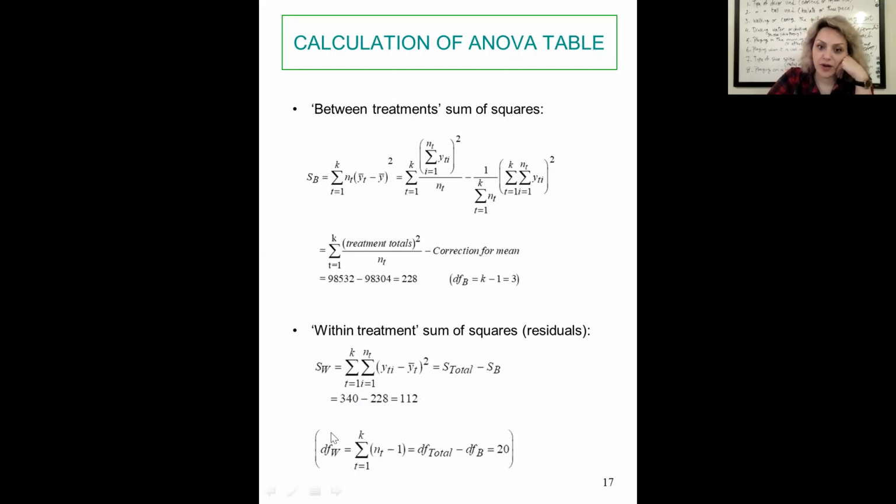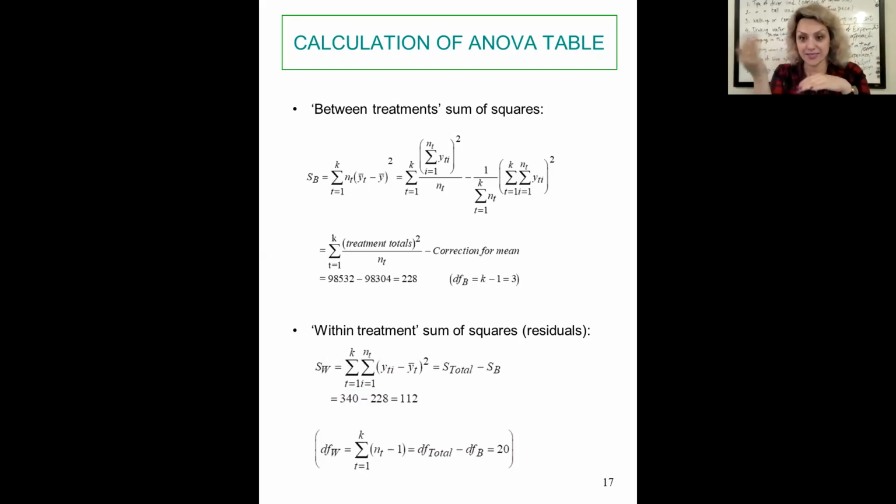The degree of freedom for it, we have this rule. You can say sigma t equal to 1 to k, nt minus 1. For example, the first diet, diet A, I had 4, right? So what's the degree of freedom for the first treatment or first diet? 3. So I would set aside this 3 plus. For the second diet, I had 4 again, 4 minus 1, it will be 3 again. So I would add this 3 to the first 3 that I found.